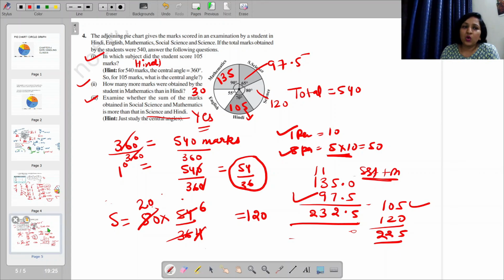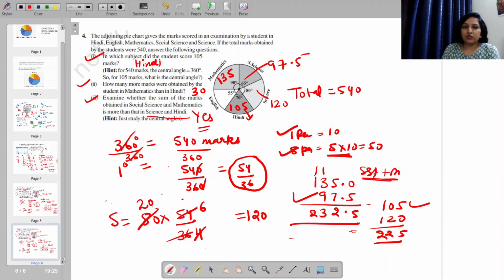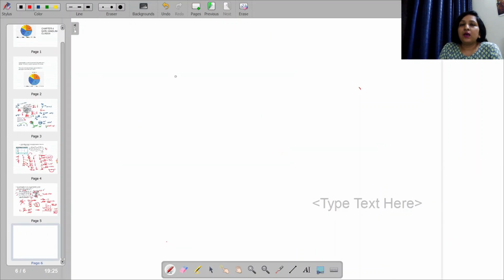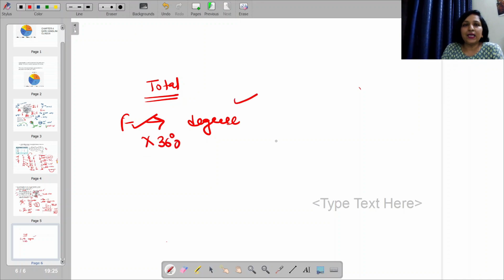I'll just give you a quick recap once again of how you're going to go about the next questions. First of all, you have to check what is the total given for any particular chart. Make the fraction. Fraction should be converted to degree. How do we convert to degree? Whatever is the value of the fraction, multiply it by 360 degrees, you will get the degree.